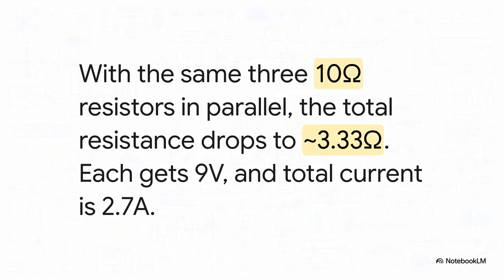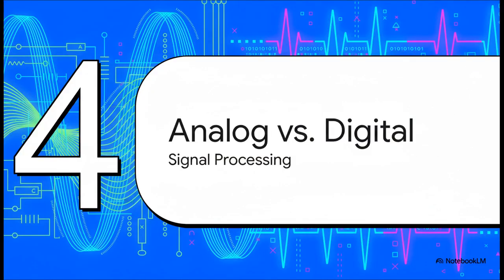Let's take those exact same 3 resistors and hook them up in parallel instead. The whole game changes. The total resistance plummets to just 3.33 ohms. Why? Because you've created more paths for the current to flow, making it easier overall. Each resistor now gets the full 9 volts, and the total current being drawn from the battery skyrockets to 2.7 amps. Totally different behavior.